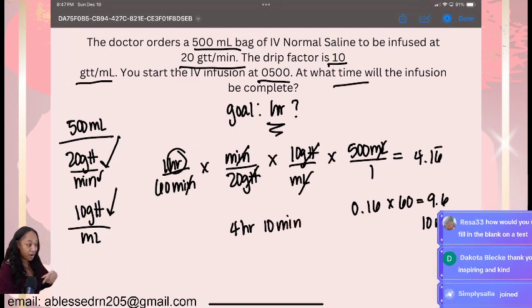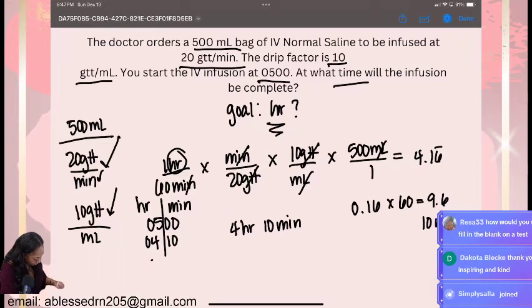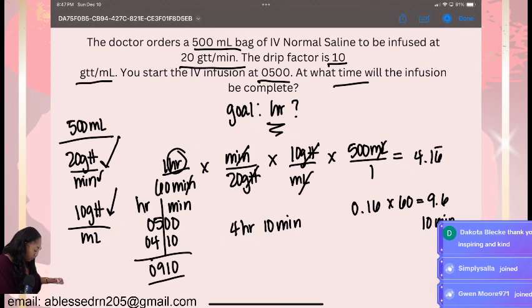And so we need to figure out what time is 4 hours and 10 minutes after 0500. So when I add my time, I like to write it out like this. This is going to be the hour column. This is going to be the minute column. So 0, 4, and 10 minutes, okay? So that's the time that it will be completed. So Risa 33, to answer your question, I would write it as that time, because you always want to use military time. Okay? Y'all got it?